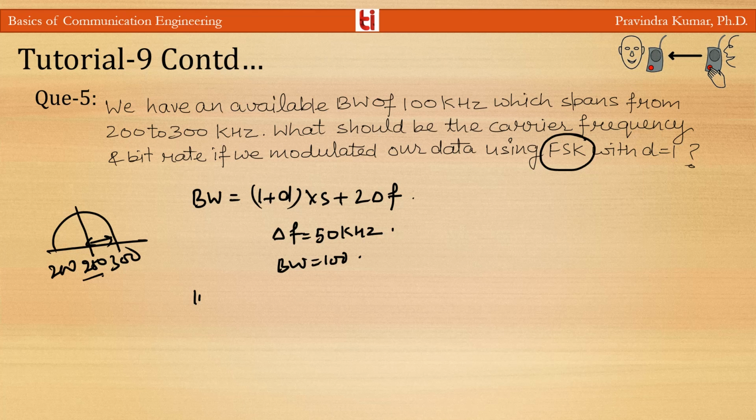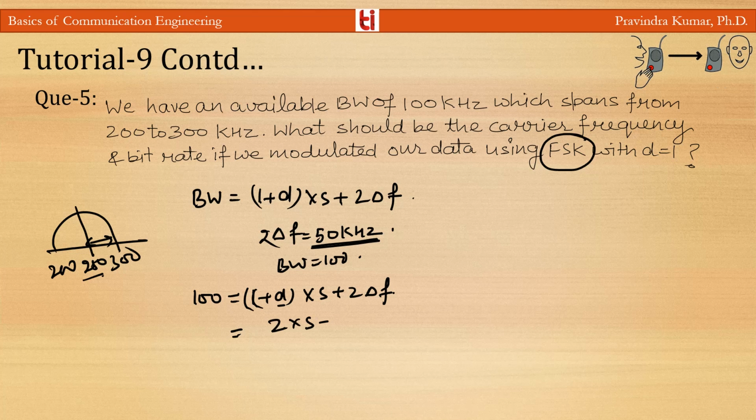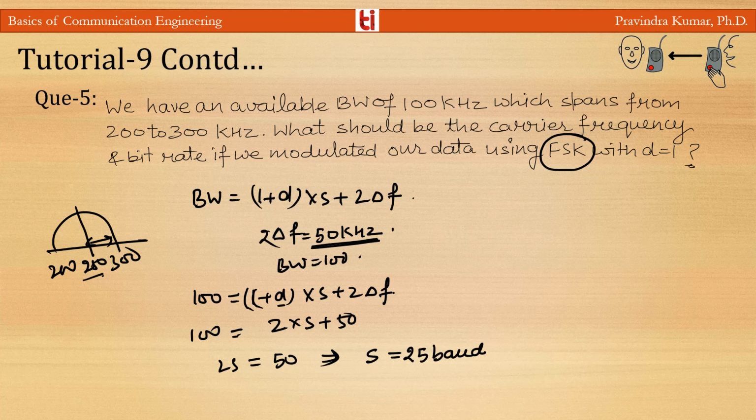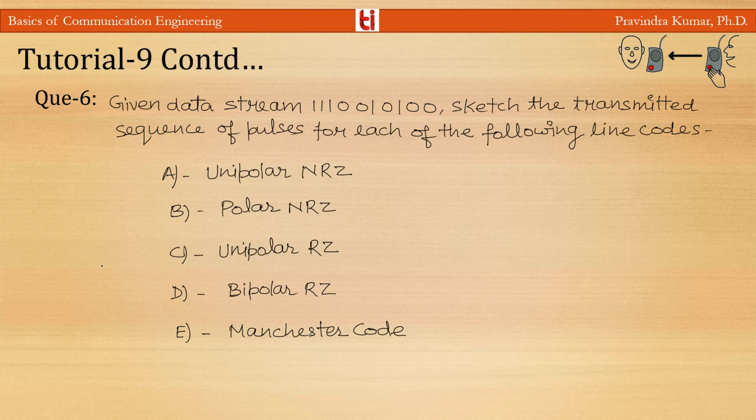So here delta f is 25 kilohertz and the bandwidth given is 100. So bandwidth 100 is equal to 1 plus d into S plus 2 delta f. Here 2 delta f is 50, and d is 1, so 2 into S plus 50 is 100, and from here 2S is 50. So from here we have S as 25 baud, and N as 25 kbps.